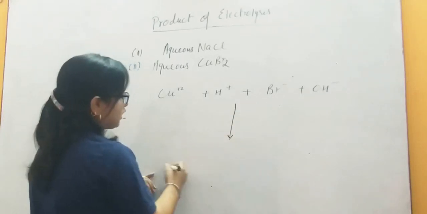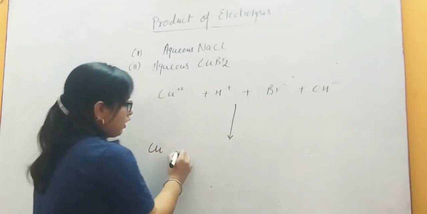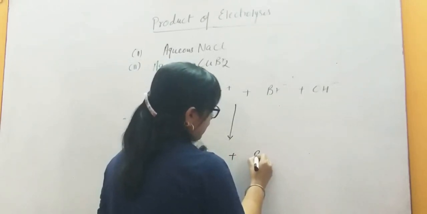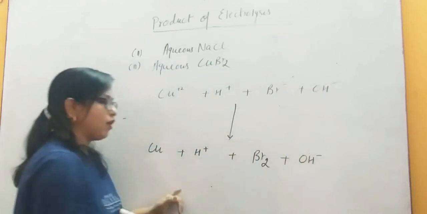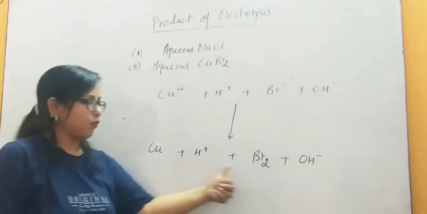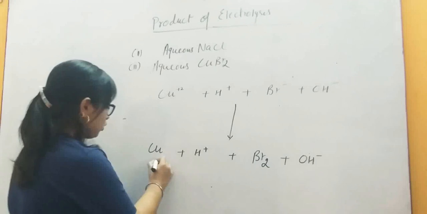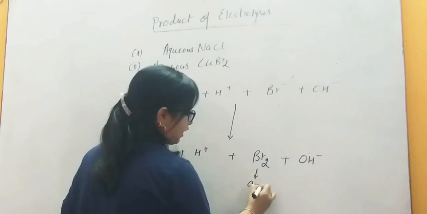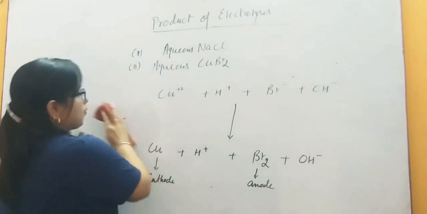So on passing electricity, copper is collected in the form of copper due to its high reduction potential value, and hydrogen remains in the form of H+ ion. Bromide ion is converted into bromine, and OH- remains in the form of hydroxide ion. That's why the solution becomes neutral, and copper and bromine are collected over the cathode and anode respectively. Okay, so this is collected over the cathode and this is collected over the anode. Okay, now I am taking my third example.